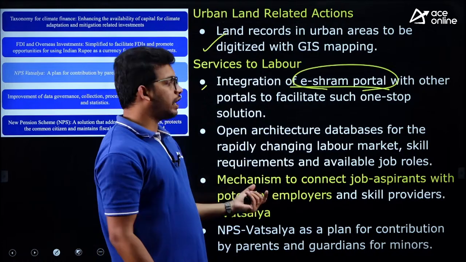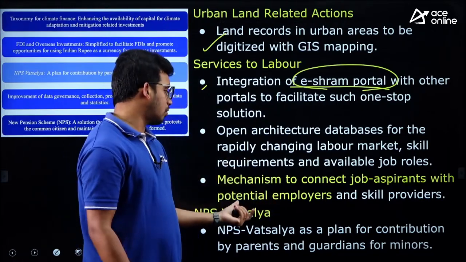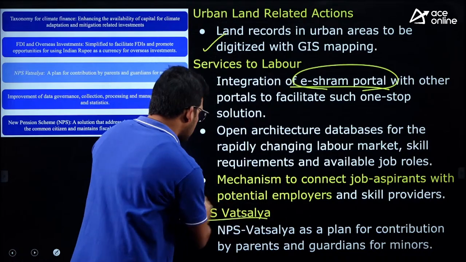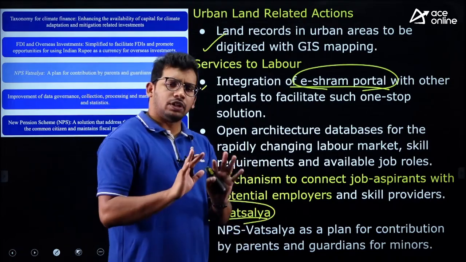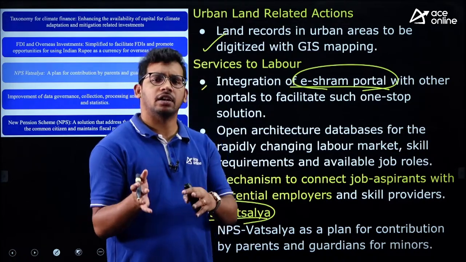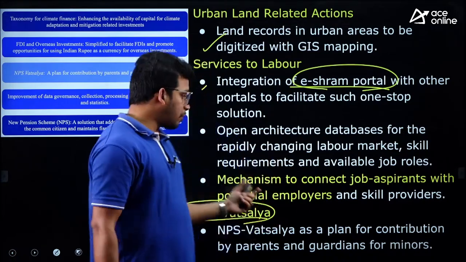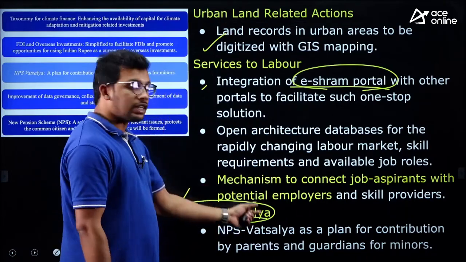So they are going to integrate and they can know how much agriculture land they have taken on lease and they are working and all. Now one more thing, national pension scheme for Vatsalya. So there are a lot of instances where there is a death of parents and then children were orphaned. So for that purpose government has come up with the national pension scheme Vatsalya for the children.